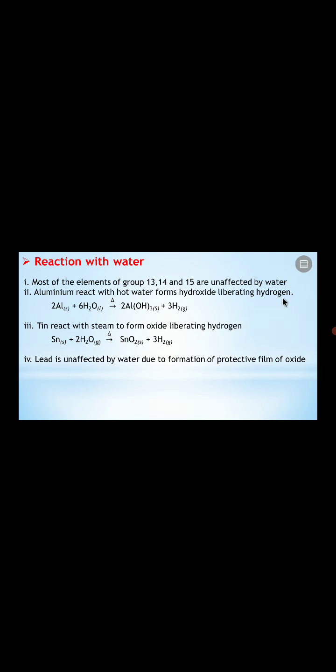The next point is reaction with water. First, most elements of groups 13, 14 and 15 are unaffected by water. Second, aluminum reacts with hot water, forming hydroxide and liberating hydrogen: 2Al plus 6H2O gives 2Al(OH)3 plus 3H2. Third, tin reacts with steam to form oxide, liberating hydrogen: Sn plus 2H2O gives SnO2 plus 2H2. Fourth and last, lead is unaffected by water due to the formation of a protective film of oxide.